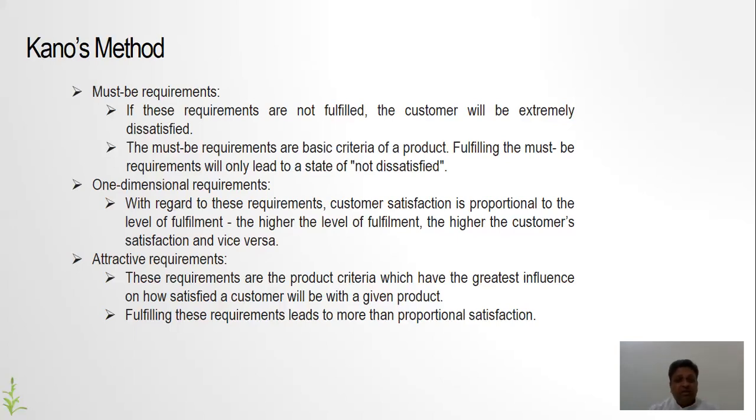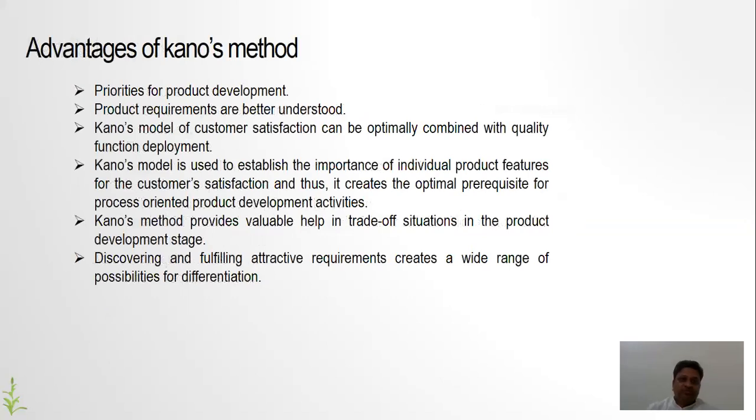So the third one is attractive requirements. These requirements are the product criteria which have the greatest influence on how satisfied the customer will be with the given product. It is always with his feedback. Fulfilling these requirements leads to more than proportional satisfaction. We need to fulfill those things.